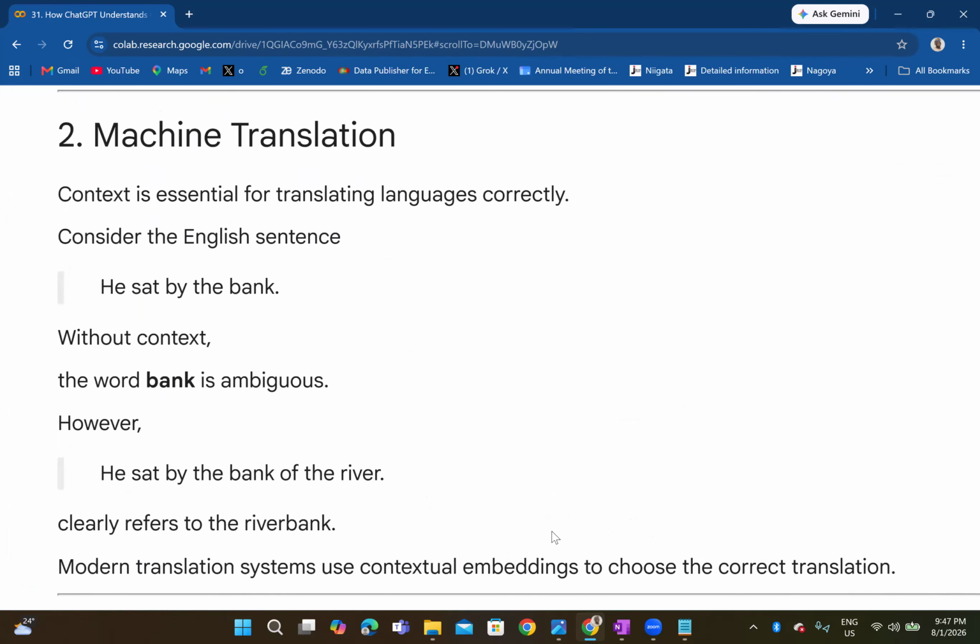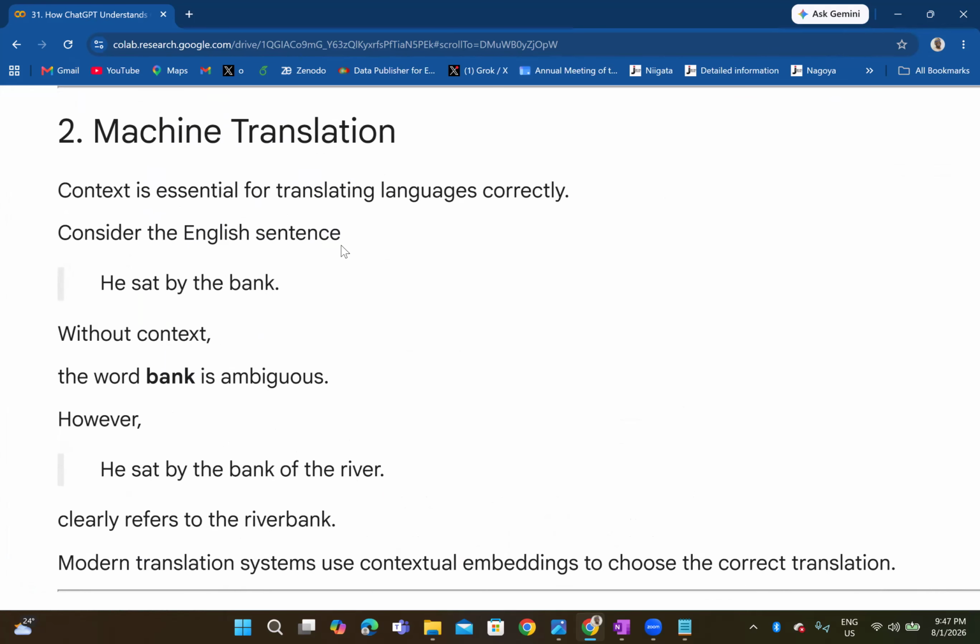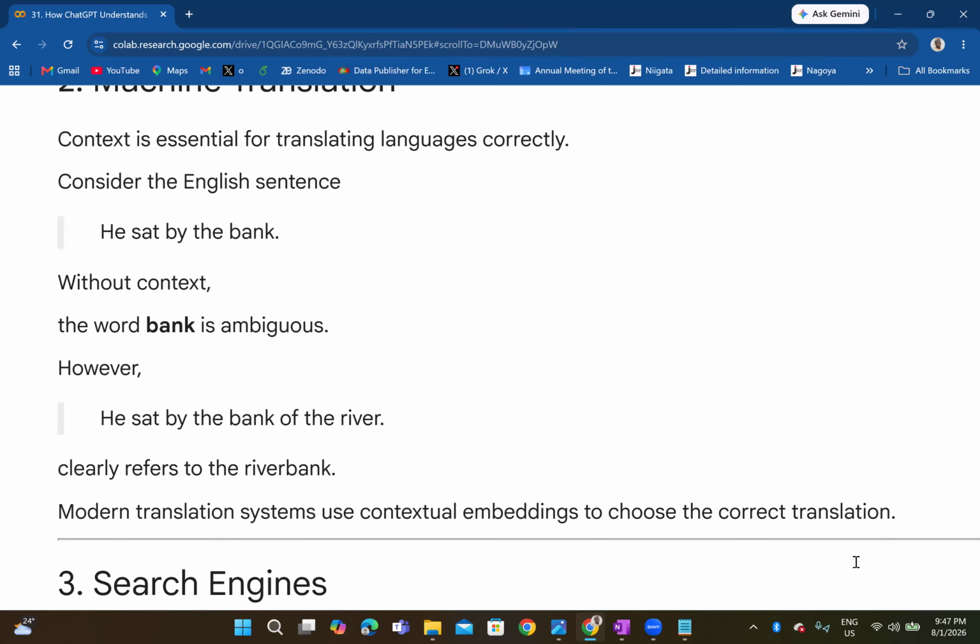In machine translation now, context is essential for translating languages correctly. Consider the English sentence: He sat by the bank. Without context, the word bank is ambiguous. However, he sat by the bank of the river clearly refers to the river bank. So modern translation systems use contextual embeddings to choose the correct translation.